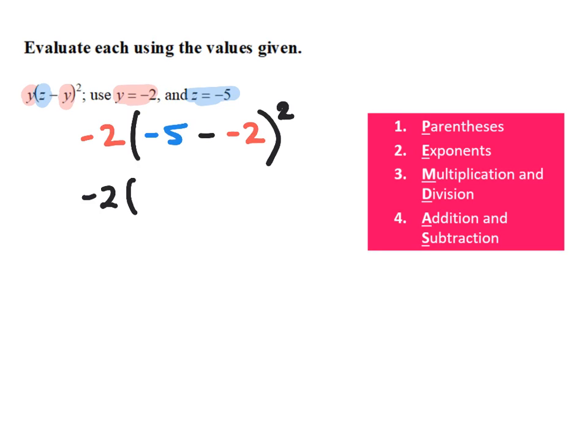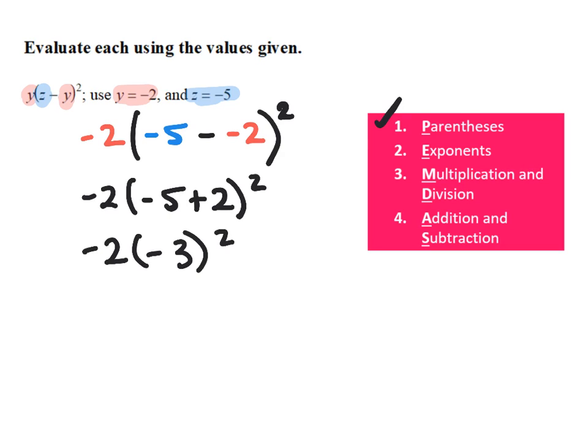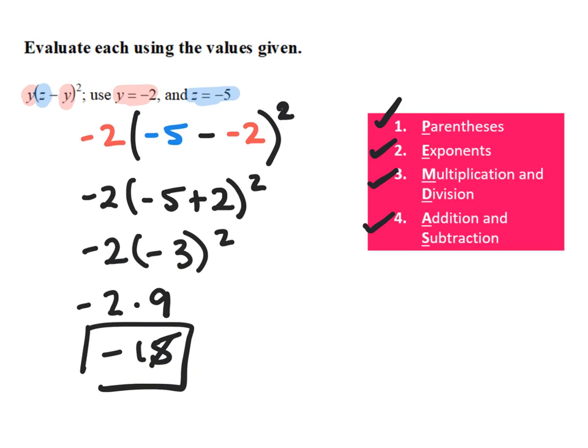The minus the negative becomes positive, so it's negative 5 plus 2 squared. Then negative 5 plus 2 gives you negative 3 squared. Now if we plug negative 3 squared in the calculator, that's going to give you 9. So the negative 3 squared becomes 9. If we multiply, negative 2 times 9 is negative 18. And we don't have to add or subtract anything. So your final answer is negative 18.